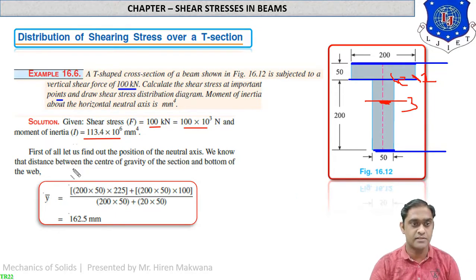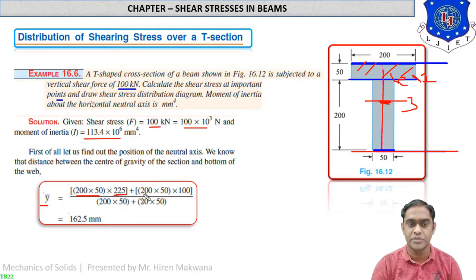So just start with center of gravity, y bar. What is the formula of y bar? A1y1 plus A2y2 upon A1 plus A2. So this is A1, means area of the top flange, which is 200 into 50, into y1, means the distance of center of gravity of the first part, the flange, from the bottom of the T section. So this is the bottom of the T section. Starting from this is the 200 and midpoint of this will be 25. So 225 is the distance.